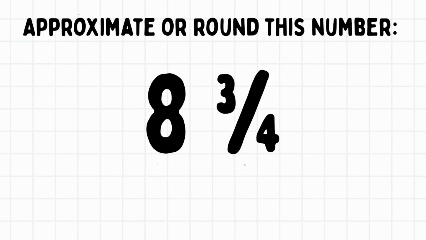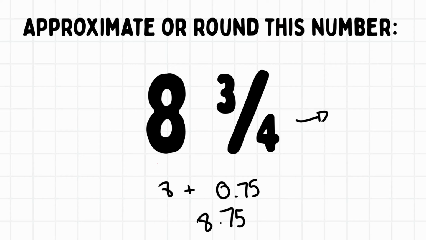As you might remember, 3/4 is the same thing as 0.75. So if I had 8 plus 0.75, I would get the number 8.75. Now let's look at the remainder. The remainder, or 75, is greater than 5. Therefore, we should round 8.75, or 8 3/4, to 9.